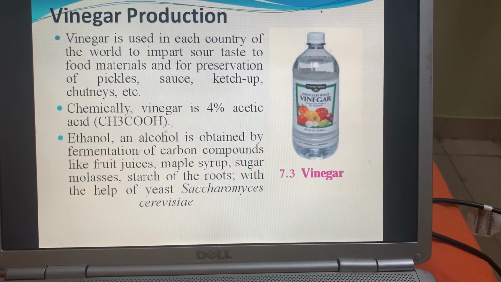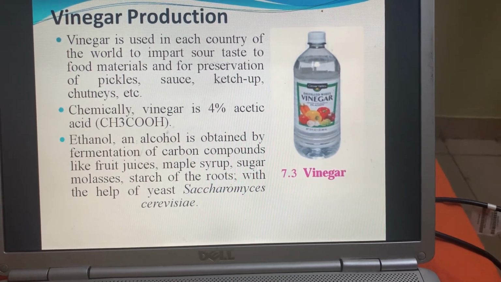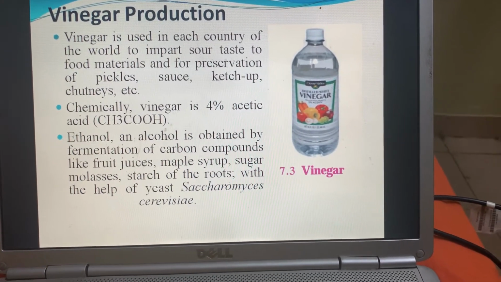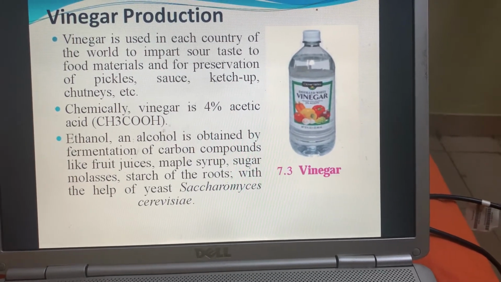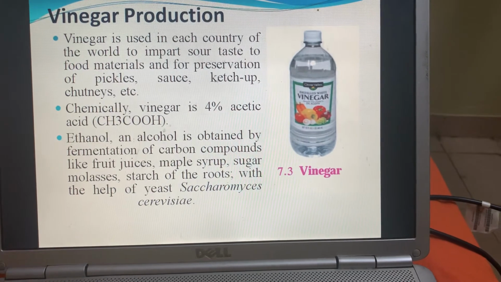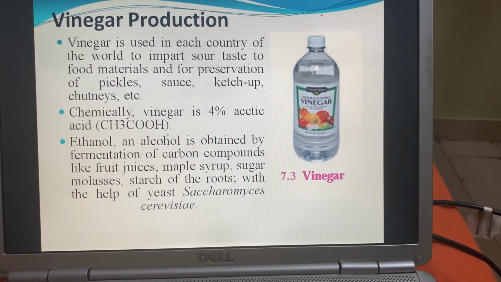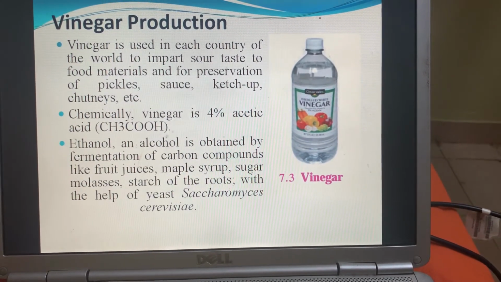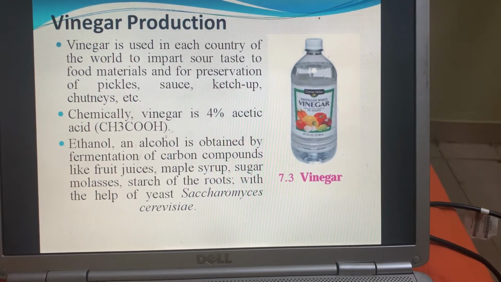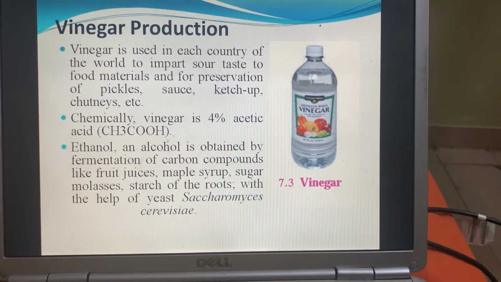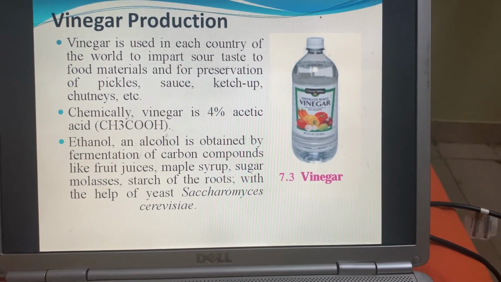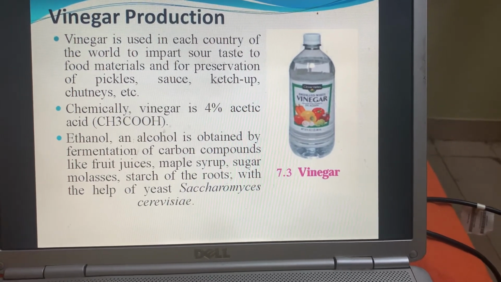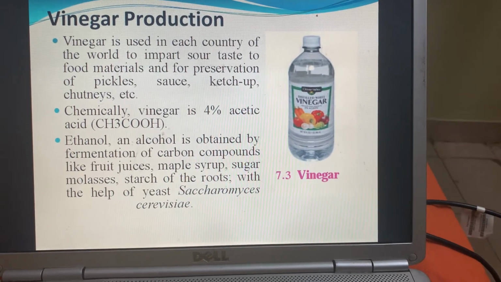The molecular formula of acetic acid is CH3COOH. Ethanol, which is an alcohol, is obtained by fermentation of carbon compounds. We learned in the production of bread that sugar is fermented and what is formed? Carbon dioxide and ethanol. So carbon dioxide was used in bread. In vinegar, ethanol is used.